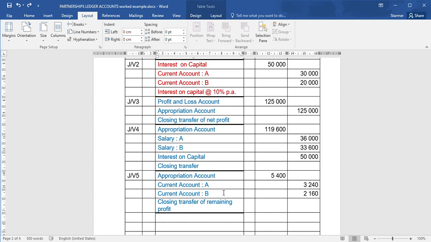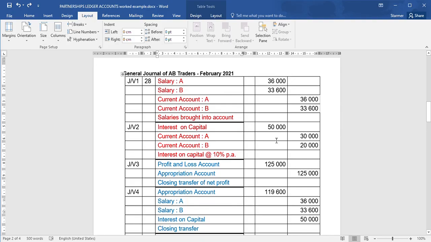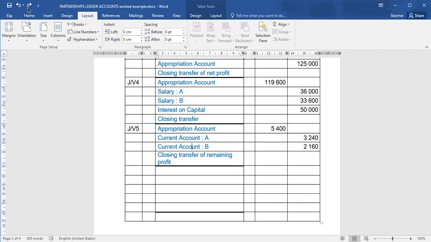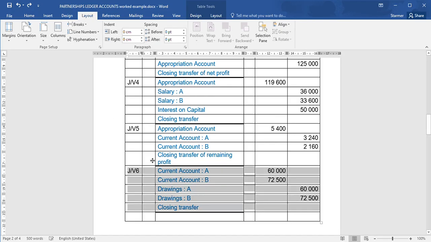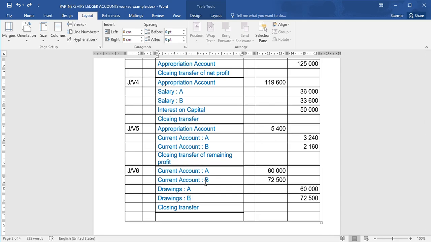Then the last thing we need to worry about is we've been using drawings during the year to record everything the partner's taken. What I've done now is I've given them what they were entitled to. So the last thing I need to do here is close off their drawings account to their current account. Drawings has a debit balance brought down, so to close it off you have to credit it. That's going to end up on the debit balance of the current account of each partner, which is a minus side because that's the part of their earnings they've already taken.